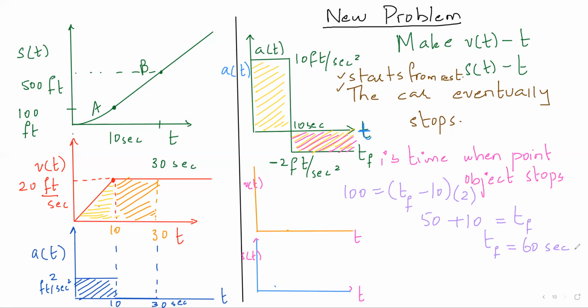So then I, instead of writing TF here, will write 60. So now I will write nice and beautiful 60, nice and beautiful 60 seconds. Okay, what about the VT curve? It starts from rest, so I have a 0 here.